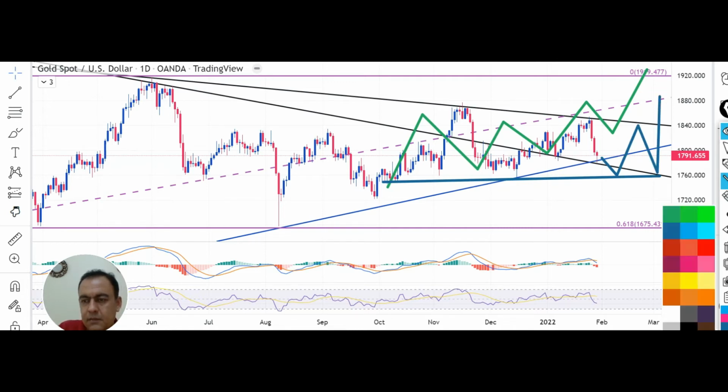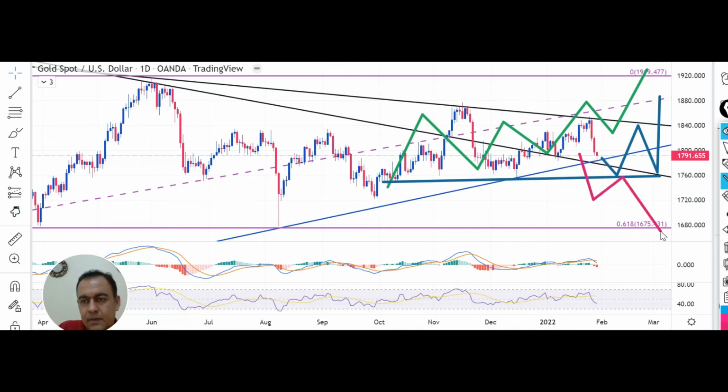And the least probable scenario, it breaks all the support, this rising trend line and this horizontal support at 1760, and finally breaks lower and pushes further deeper towards 1670 area. Very less likely.